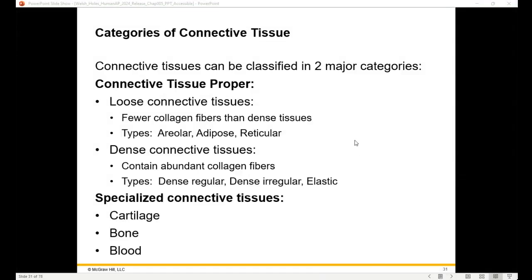Connective tissue can be classified into two major categories: connective tissue proper or specialized connective tissue. Connective tissue proper can be separated into loose connective tissues or dense connective. In loose connective tissues, you have fewer collagen fibers than dense, and the types include areolar, adipose, and reticular. With dense connective tissue, you have abundant collagen fibers, and the types include dense regular, dense irregular, and elastic. And specialized connective tissues include cartilage, bone, and blood.